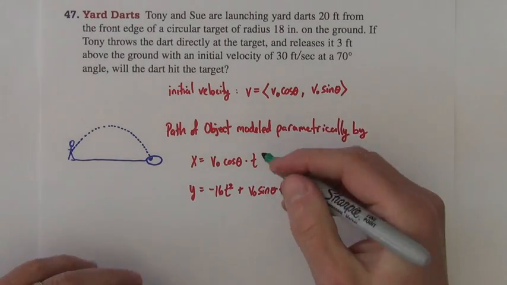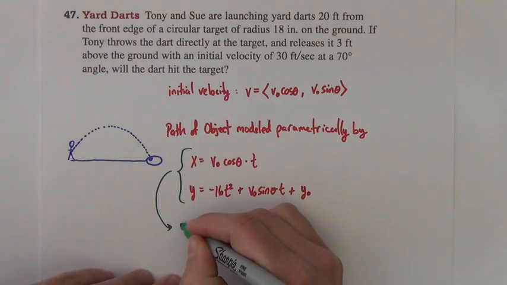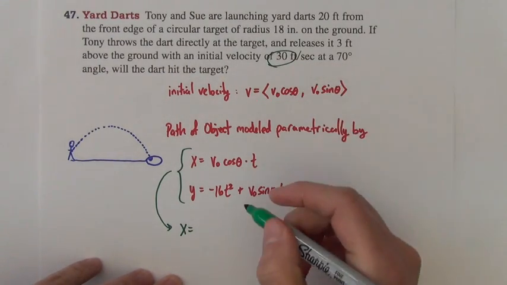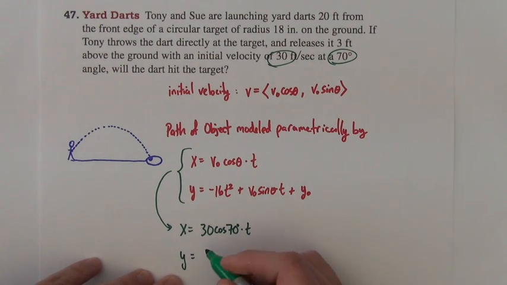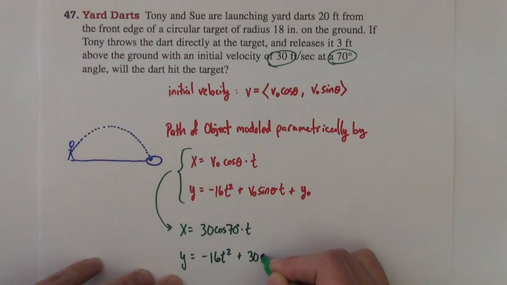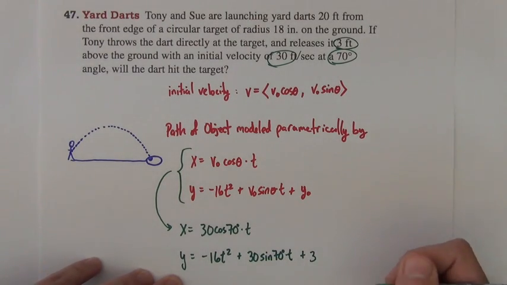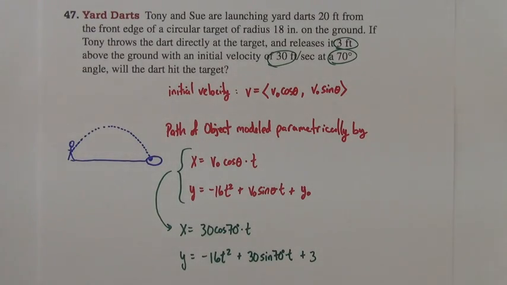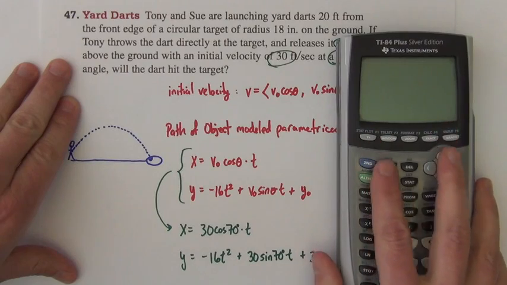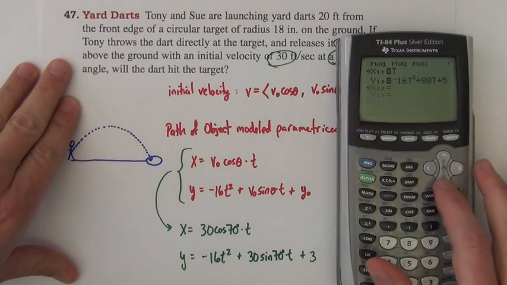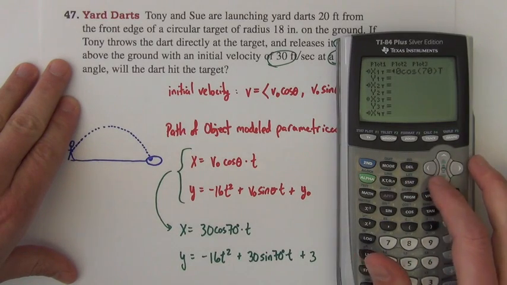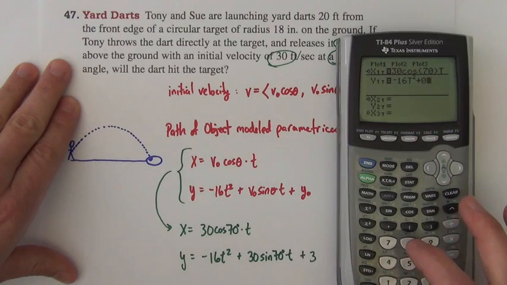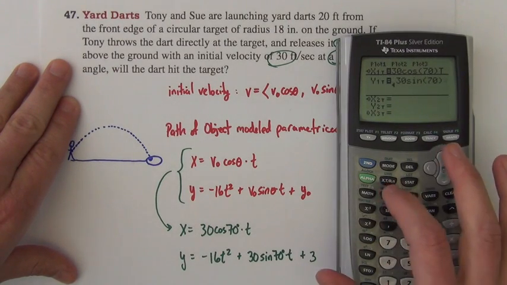So with this, we should now be able to write our equations. Our x equals equation is going to be initial velocity is 30 and the angle is 70, so it's going to be 30 cosine 70 degrees times t. The y is going to be negative 16t squared plus 30 sine of 70 degrees t plus, and then the y sub 0 is the initial height, that's 3 feet above ground. So here's our system of parametric equations. Let's go to the graph and see what this produces. Clear out the ones from the last problem. We've got 30 cosine 70 t. We've got negative 16t squared plus 30 sine 70 t plus 3.